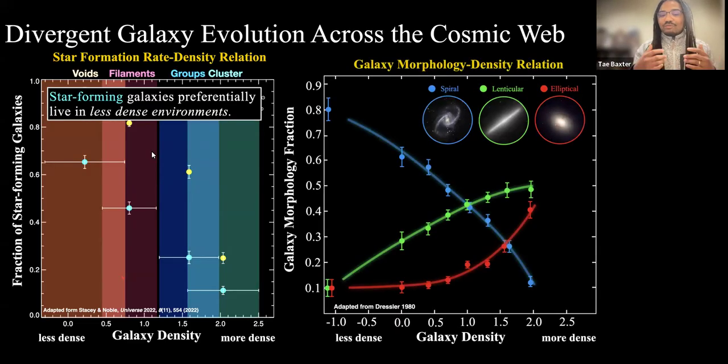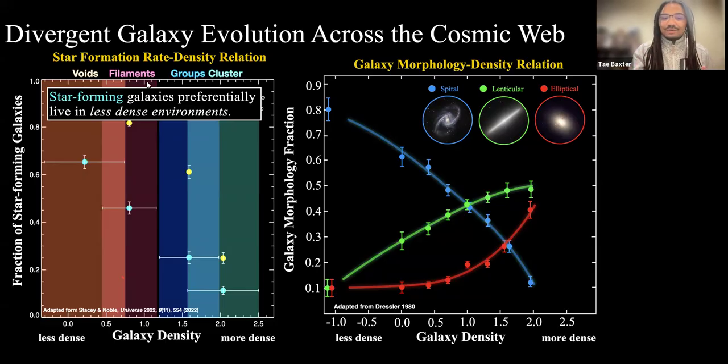Similarly, if we look at the morphology of a galaxy, what's its shape? This plot is similar to the one on the left. The y-axis here shows the galaxy morphology fraction, split between spiral galaxies, lenticular galaxies, which have a flattened disk but don't have spiral arms, and then elliptical galaxies, which are kind of egg-shaped galaxies.